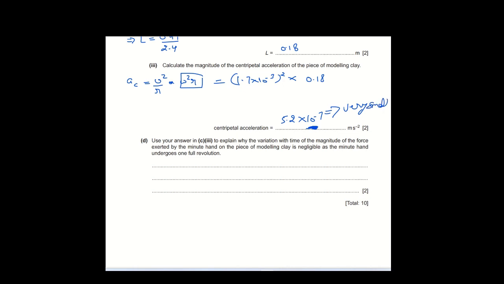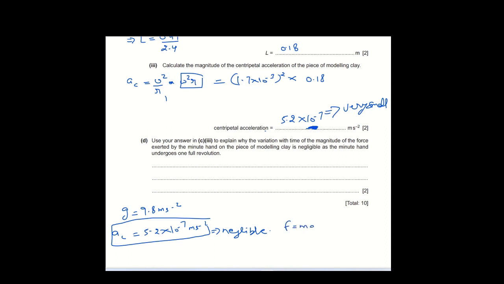If I compare this value with the value of g, that is g is equal to 9.8 meter per second square, and the centripetal acceleration here is 5.2 into 10 raised to power minus 7 meter per second square. So this value is very small, or you can say this is negligible if we compare it with the acceleration of free fall. Force is given as mass into acceleration, and if acceleration is very small, then the resultant force will also be very small.